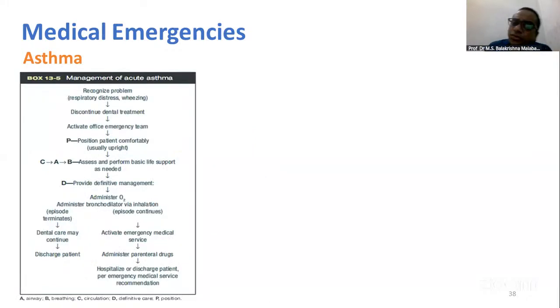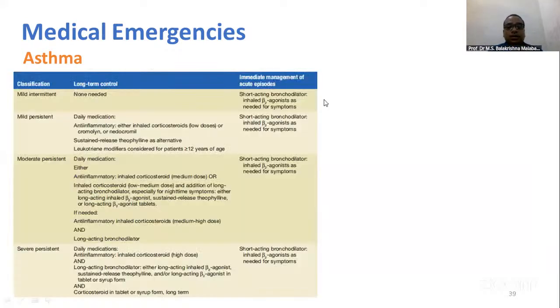So management of acute asthma, again the same thing: recognize the problem, don't make the patient lie down, make the patient sit, and then give oxygen. After giving oxygen and bronchodilators, if things are improving and the patient and doctor both agree, you can continue the regular procedure, otherwise don't continue. Then you give parenteral administration of the drugs, and hospitalization is required here, if after giving oxygen the patient does not recover.